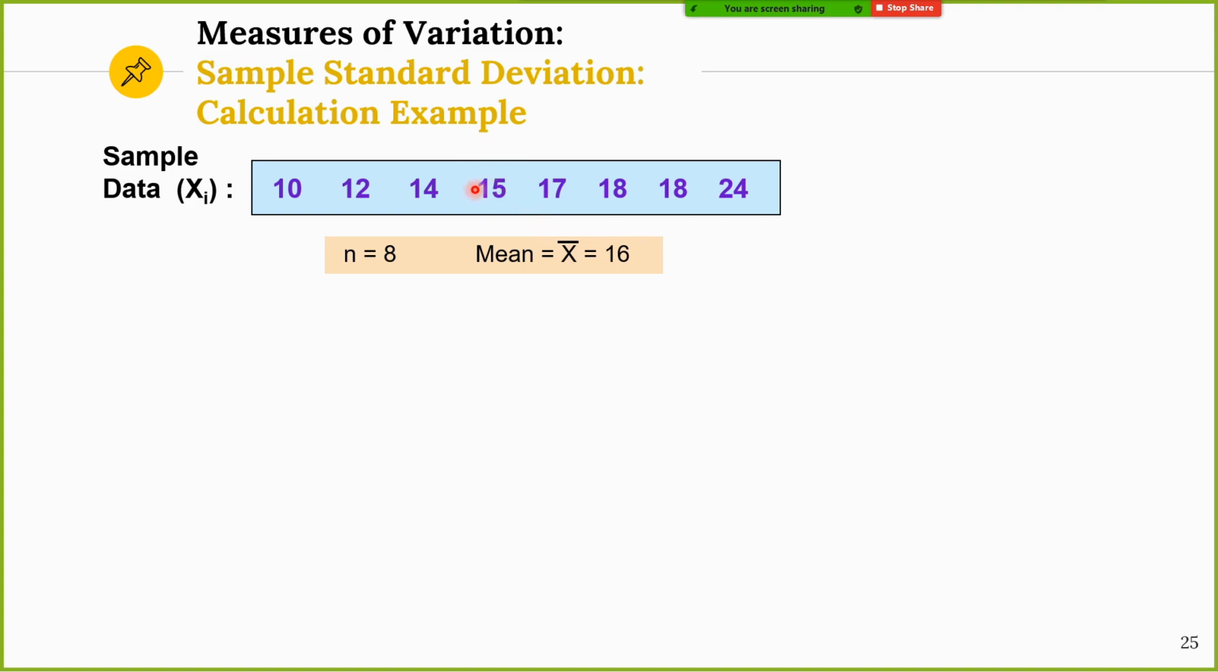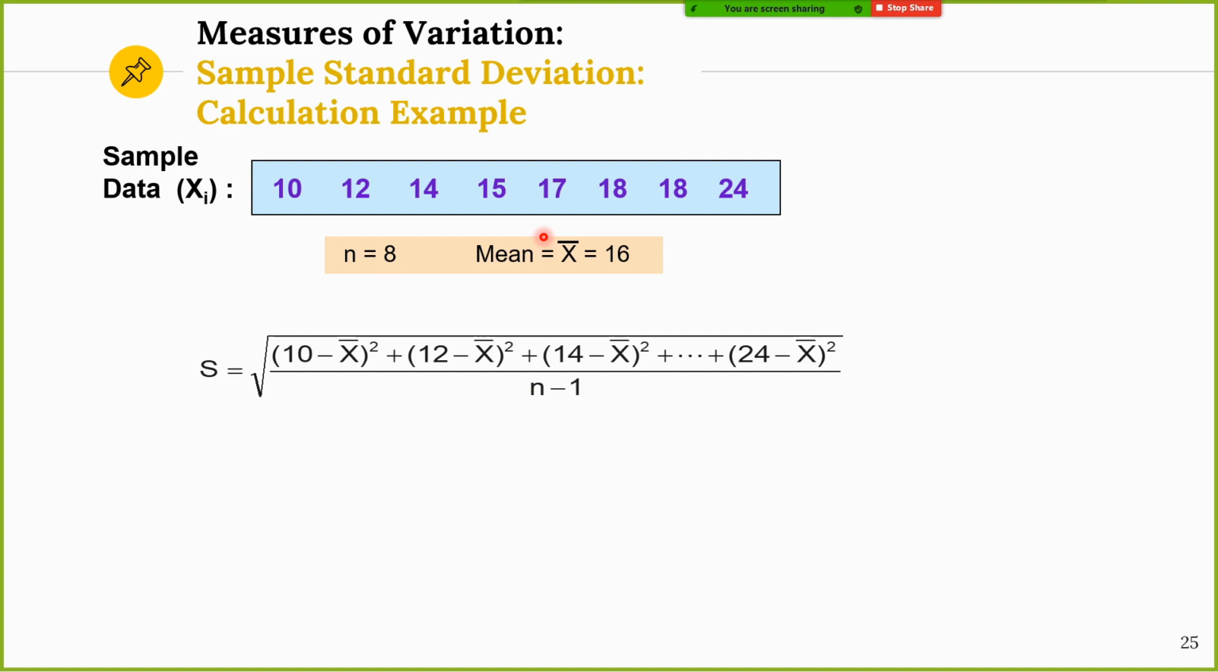You can see the mean is 16. How far is this 15? 1. How far is this 14 from the mean? 2. How far is this 12 from the mean? 4. How far is this 10 from the mean? It's 6. You calculate how far each of these variables is, and you go for the average of all of these. Actually, that's the simple understanding of standard deviation.